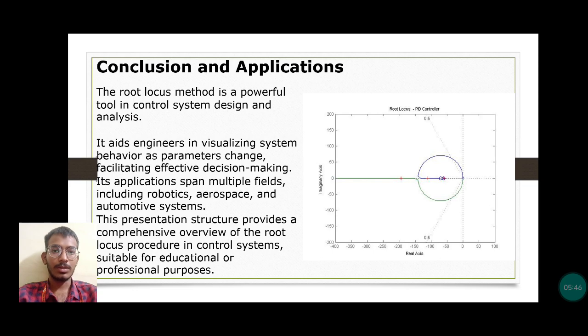Conclusion and applications. The root locus method is a powerful tool in control system design and analysis. It aids engineers in visualizing system behavior as parameters change, facilitating effective decision making. Its applications span multiple fields including robotics, aerospace, and automotive systems. This presentation provides a comprehensive overview of the root locus procedure in control systems, suitable for educational and professional purposes.